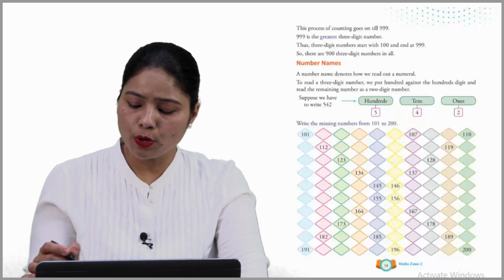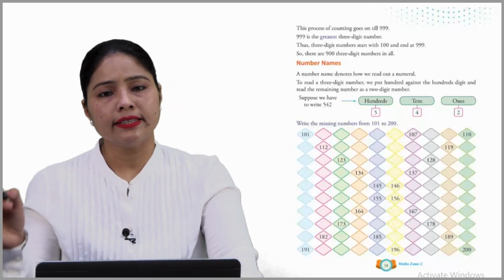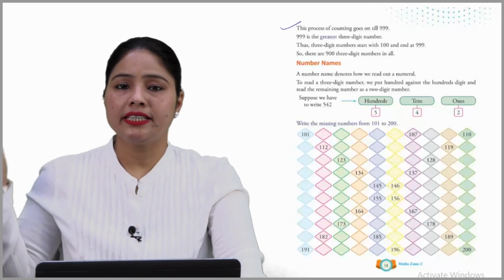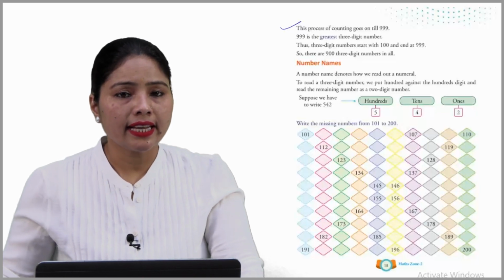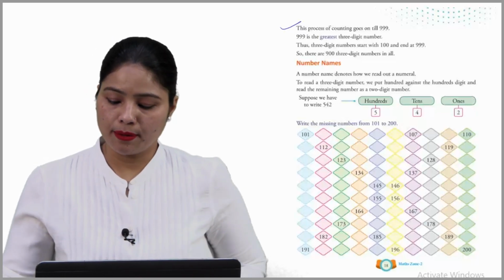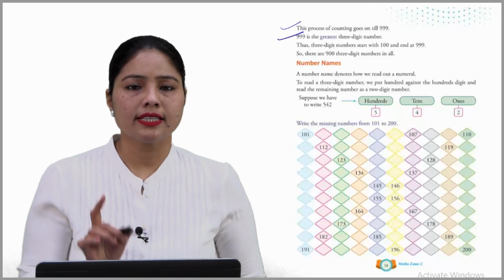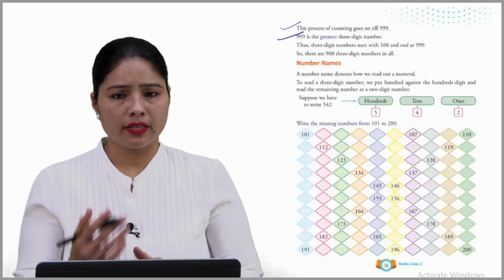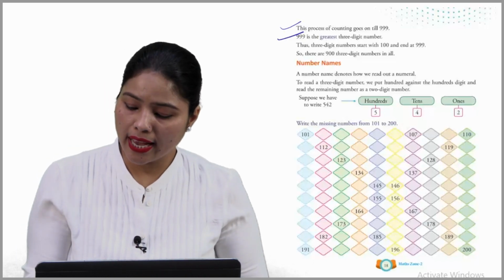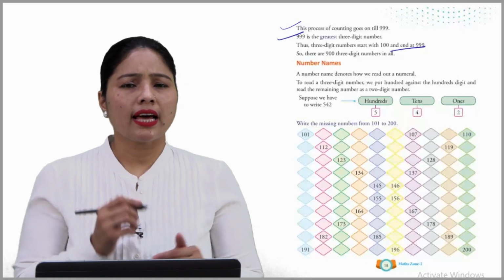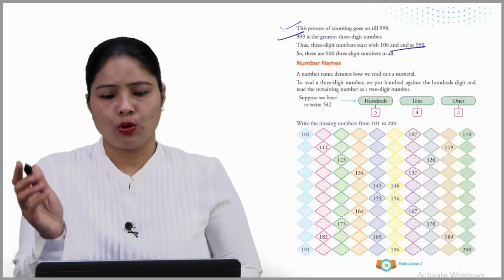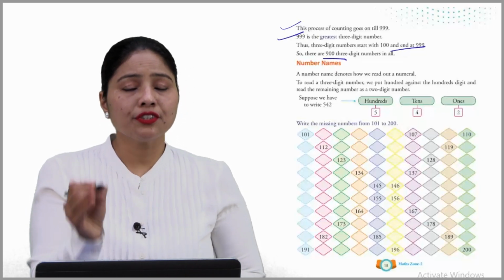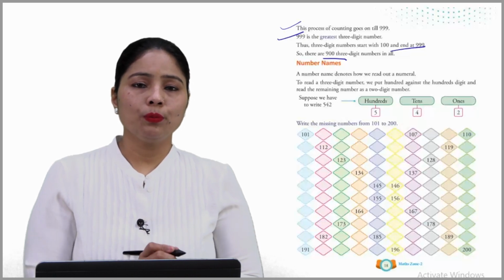Okay, so this process of counting goes on till 999. तो ये जो काउंटिंग है ना ये हमारी 999 तक चलती है. 999 is the greatest 3 digits number. Okay, this is very important. Just revise it. Thus 3 digits number start with 100 and end at 999. Okay, so there are 900 3 digits number in all. तो इन दोनों के बीच में कितने नंबर होते हैं? There are 900 3 digits number. Okay, I hope you understood.